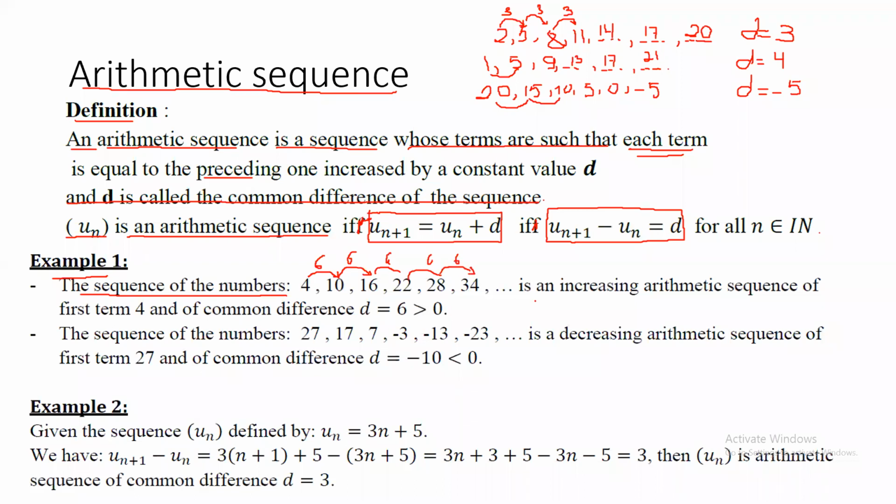This is called an increasing arithmetic sequence whose first term is 4 and the common difference d equals 6. This is u_(n+1) = u_n + 6, and u_0 equals 4.